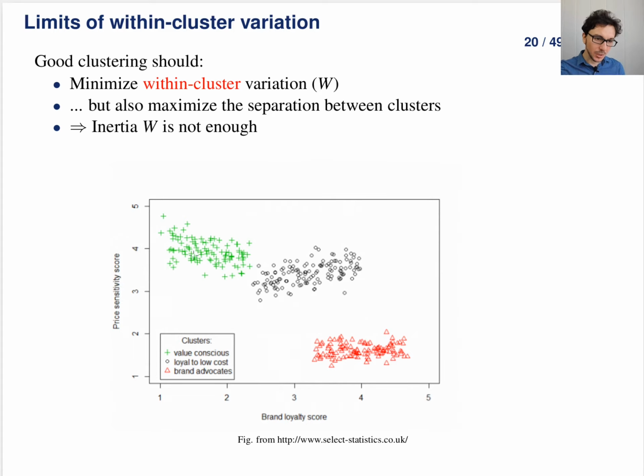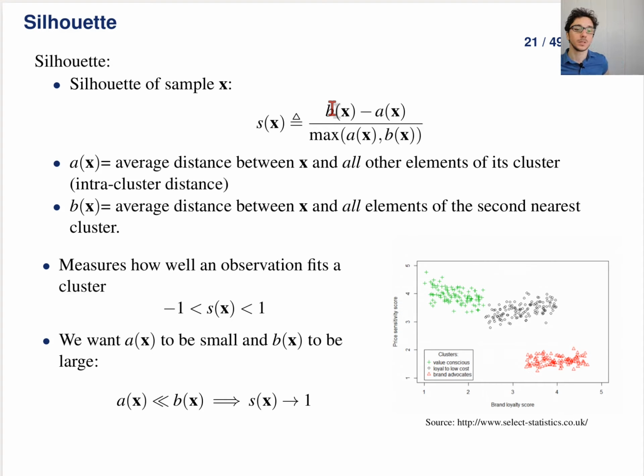But observe that this measure just computes how close points are to the relative centroid. At the same time, we would also like to have separated clusters. So we would like to have points of one cluster be as far as possible from the points of the other clusters. So we would like to partition points in order to have very well separated clusters. And the within cluster variation doesn't give us a judgment on this. So we more often resort to another metric that is called silhouette.